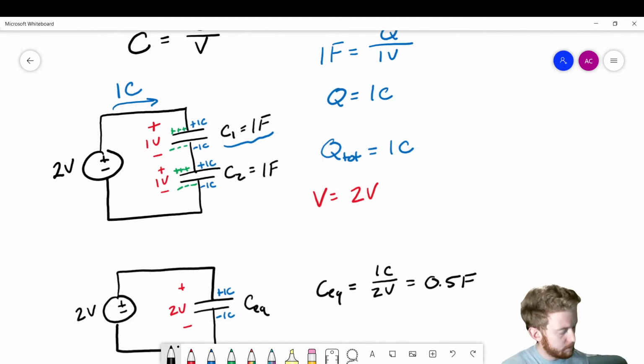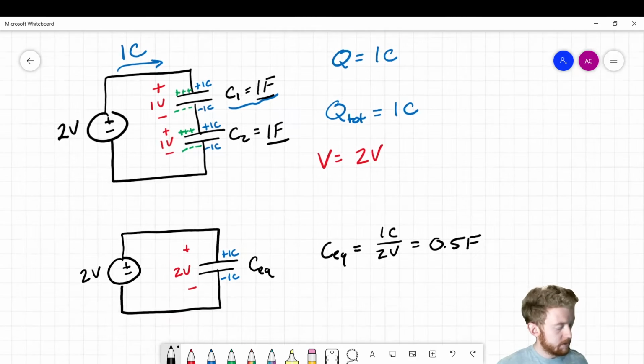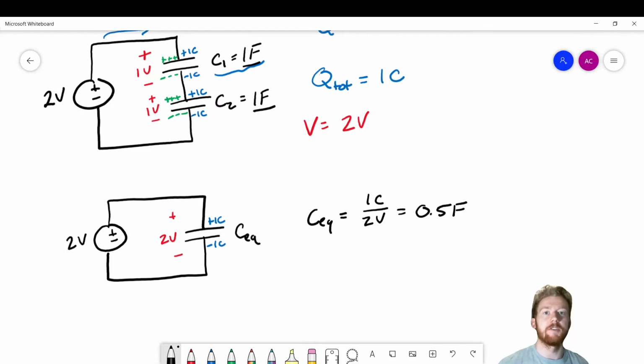Now remember, both of these that we started with were 1 farad. So what this tells us is that combining capacitors in series actually reduces the capacitance. Okay? And the reason behind that is because the amount of charge is shared between the two capacitors, right? So they have the same amount of charge, but smaller voltages. Okay, so because of this, adding those capacitors in series is going to actually reduce the effect of capacitance.